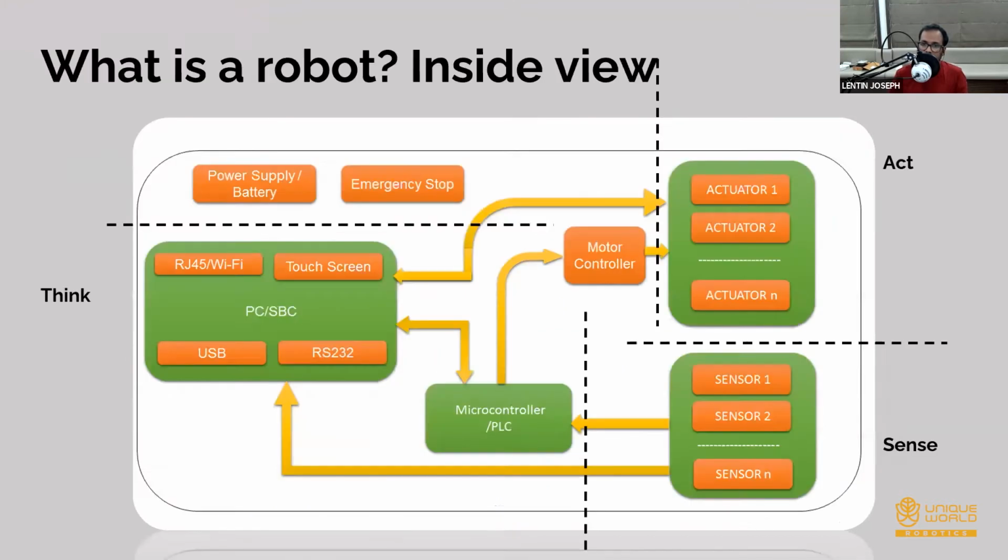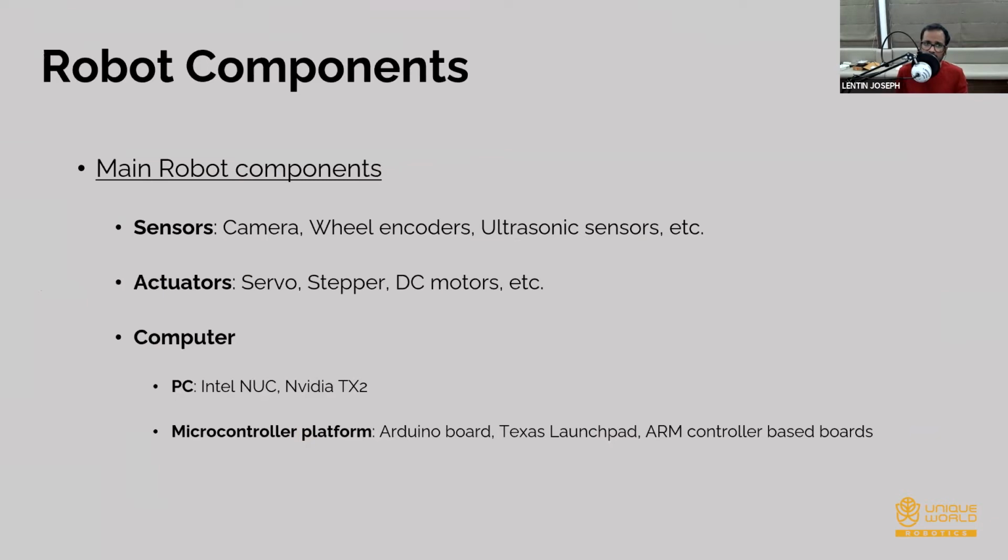So this is actually the expanded view of a robot. If you take any robot, you can find multiple sensors, multiple actuators, and multiple computers. And I just want to introduce some of the components of the robots.